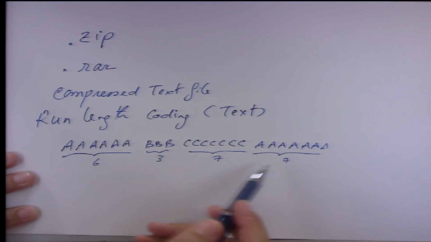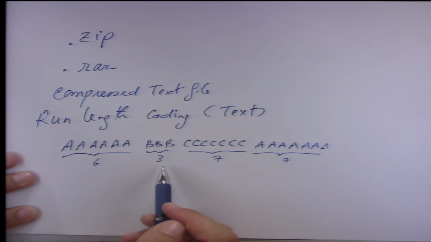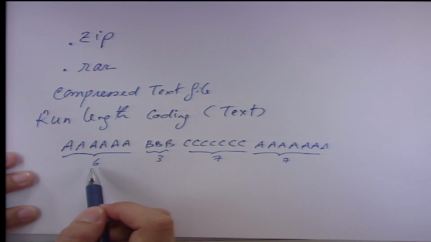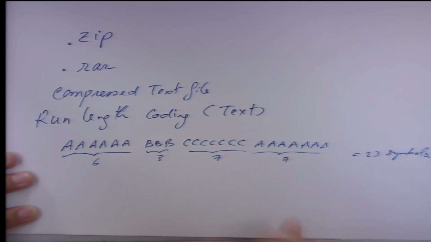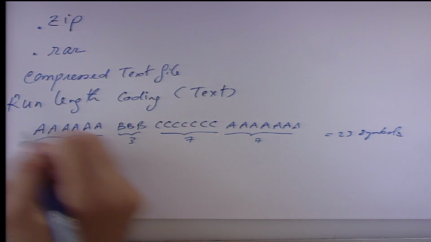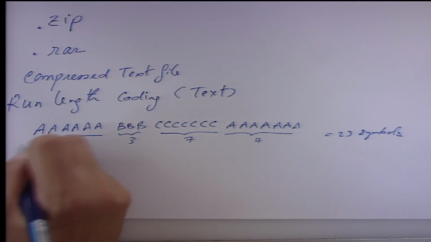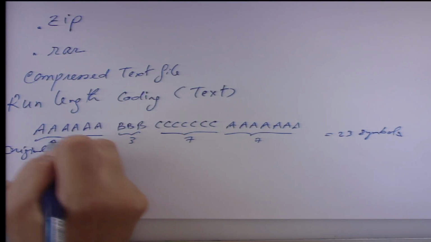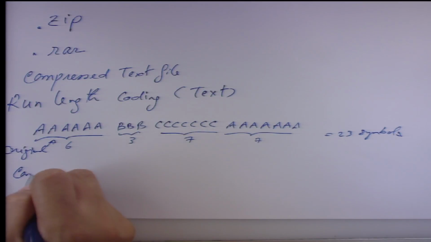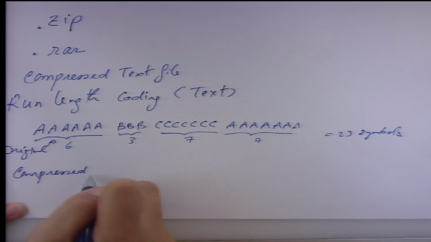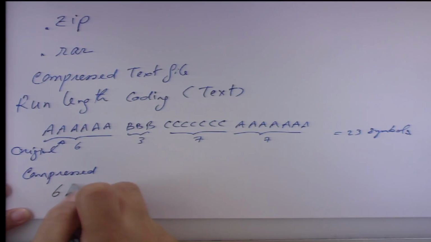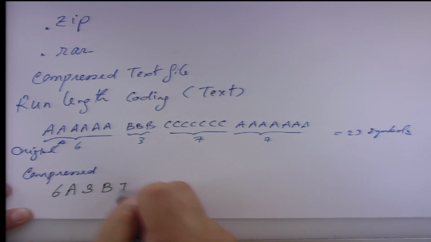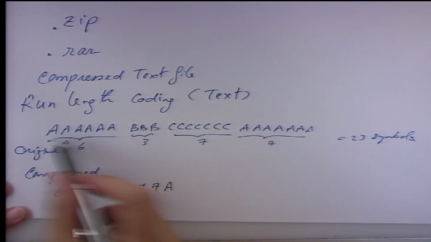So what do we have? We have 10, 17, 23. So we have 23 symbols or alphabets that we want to send. This is the original. Now if I use run-length coding to compress, the compressed data will be like this: 6A, 3B, 7C, 7A. So you send this instead of the original.